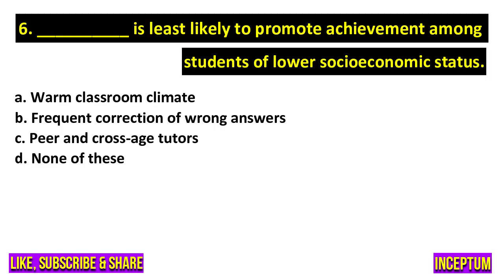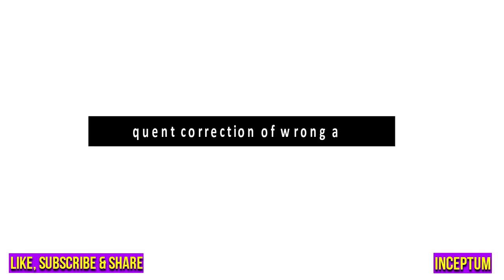Question number 6. Dash is least likely to promote achievement among students of lower socio-economic status. In the options we have warm classroom climate, frequent correction of wrong answers, peer and cross-age tutors, none of the above. And the right one is option B, frequent correction of wrong answers.